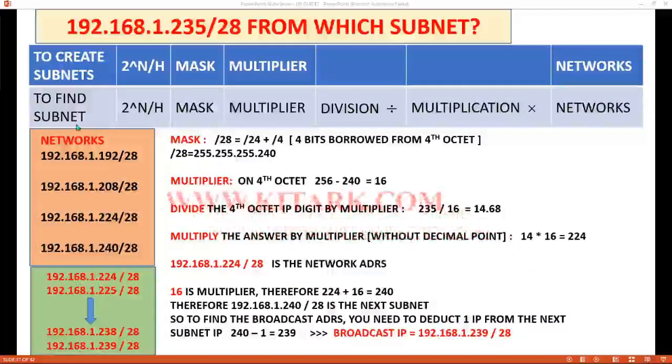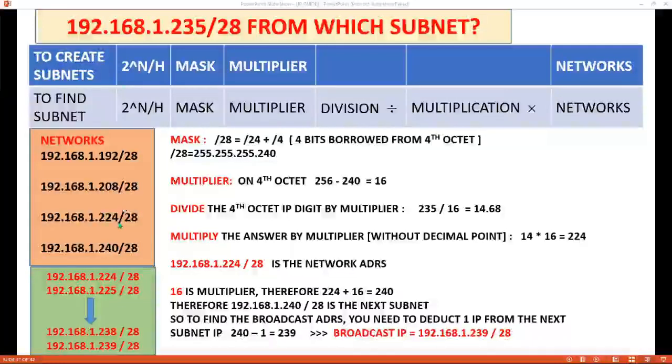So you will have the networks like 192.168.1.192/28, 192.168.1.208/28 and 192.168.1.224/28 and 240/28. Okay, consider all these are different networks or subnets. Here the 1.235 IP is from this particular network, right? 192.168.1.224/28. You can see it here, it's shown, right?